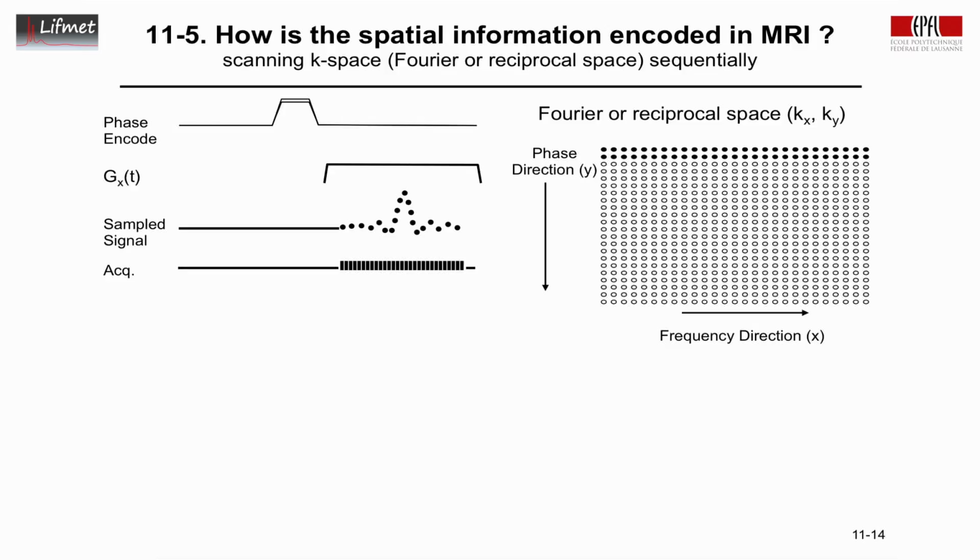We'll repeat it with a different amplitude for the y gradient. Then we encode the second line of k-space. The gradient is reduced, so ky is reduced. The third line, and each time this is stored in a two-dimensional matrix. Fourth line, fifth line, sixth line, seventh, eighth, etc.